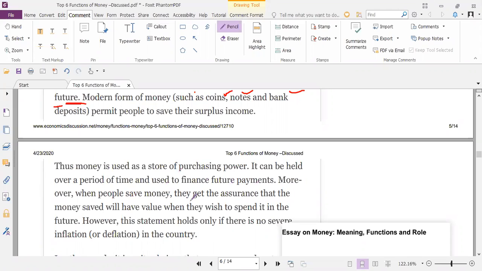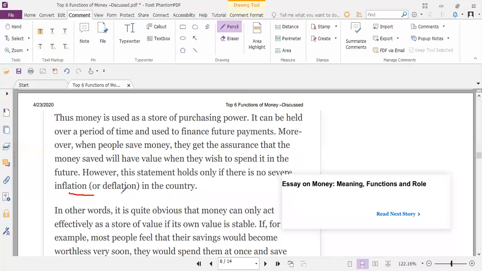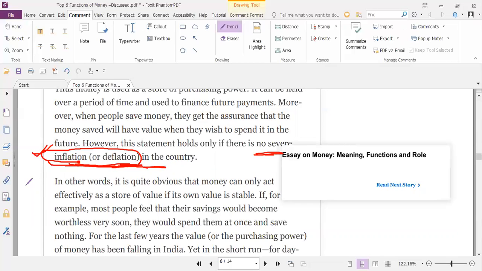Moreover, when people save money, they get the assurance that the money saved will have value when they wish to spend it in future. However, this holds only if there is no severe inflation. Money will be good if there is no inflation or deflation in the country. This is one of the problems in the money system, inflation and deflation. As long as inflation and deflation are stable in a country, money is good. But if they are out of control, then money holds not much value, and the value of money goes down.